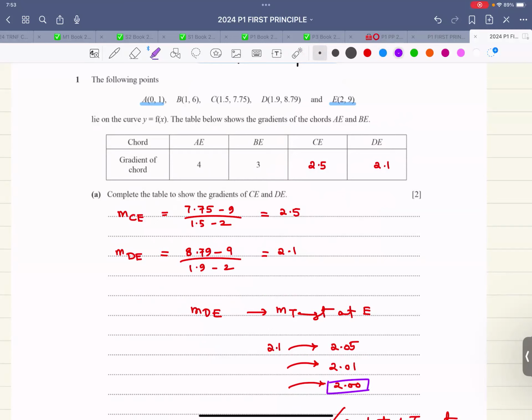Then the gradient between B and E is given. That is this one. So first is the blue one, then is the purple one. Then the gradient between C and E, that is this one. And the fourth one, the orange one, that is between D and E. So that is this one. What do you notice? The common point is E in all of them.